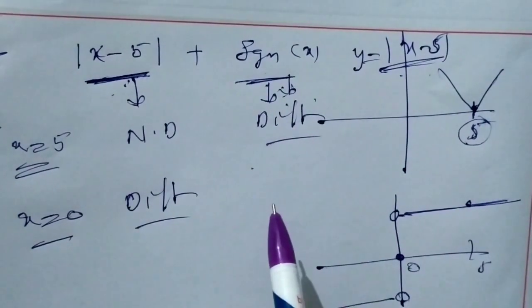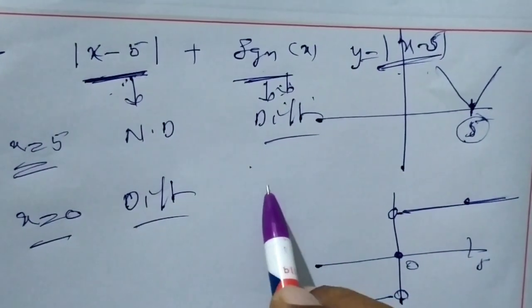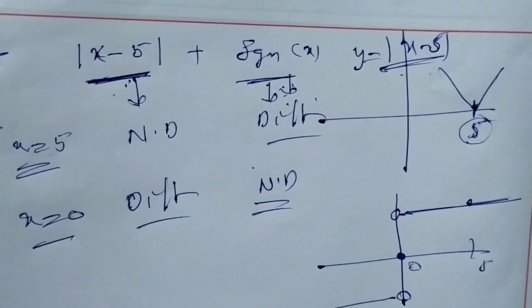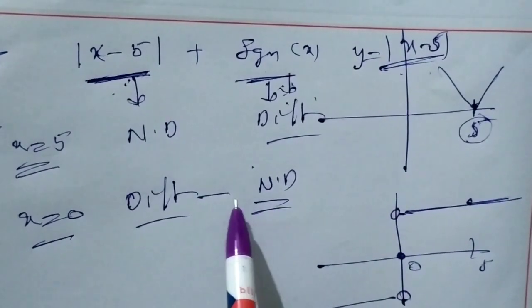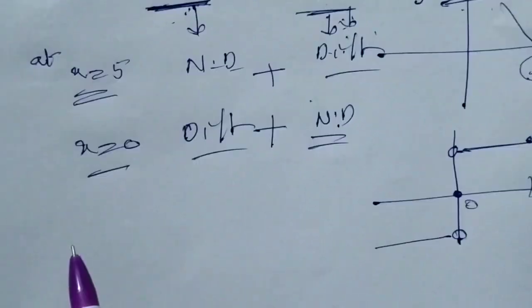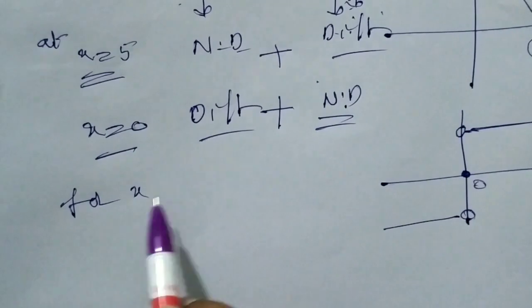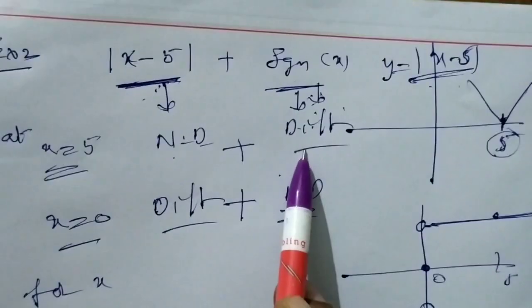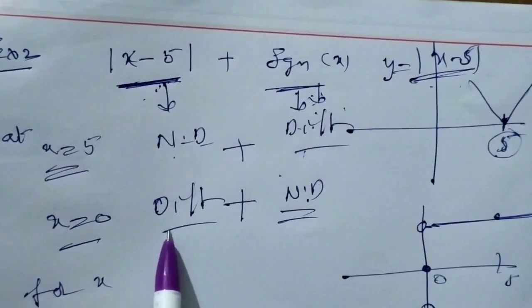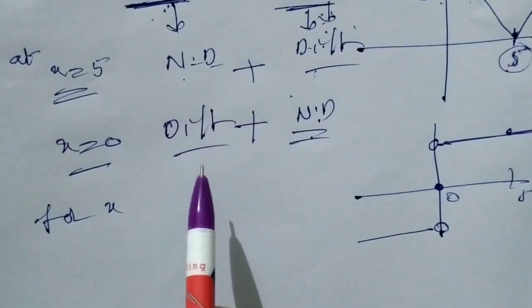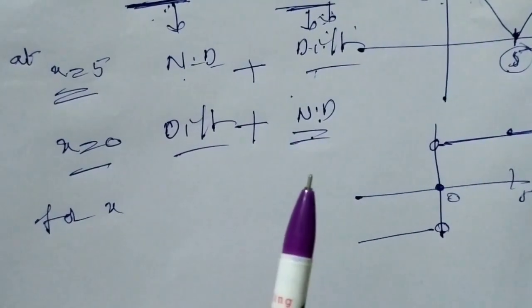What about signum x? It is not differentiable because it is not even continuous. Every discontinuous function is not differentiable. So differentiable plus not differentiable is not differentiable. If one of them is not differentiable, then the sum should not be differentiable.